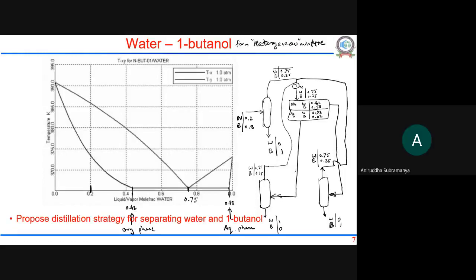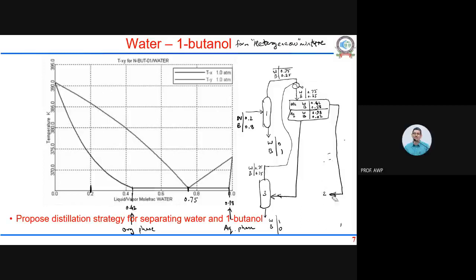So the organic phase we can recycle to the first distillation column. So what you are saying is, suppose this is column 1, this is column 2 and this is column 3, column 1 and column 2 are doing the same thing. Yes, sir. Sharon, do you agree? Yes, sir. So column 2 can be deleted. But then what do you do with this organic phase? Send it back to here. Sorry, not aqueous phase, organic phase.